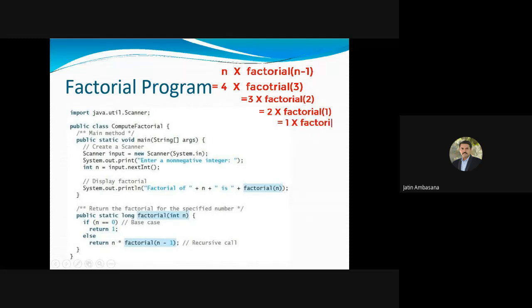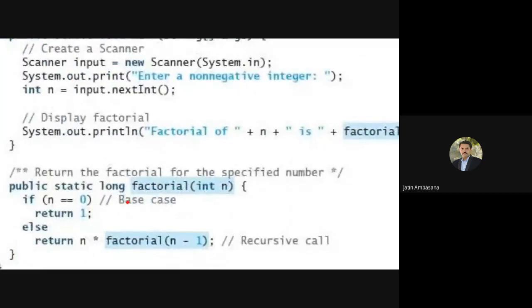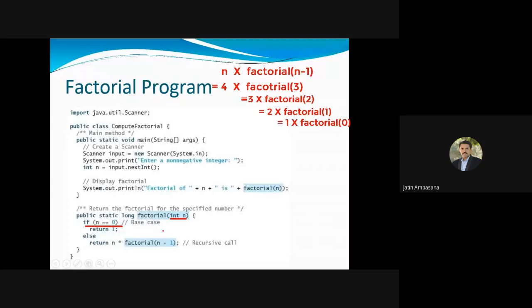And again, this factorial call gets transformed into 1 into factorial of 0. What does factorial of 0 return? If n is 0, then the if returns 1. So in the first call it is 4 into factorial of 3. The call gets transferred to itself, and then it becomes 3 into factorial of 2.